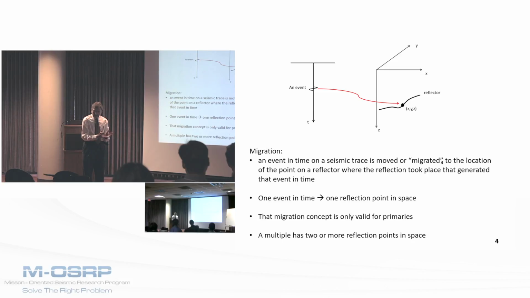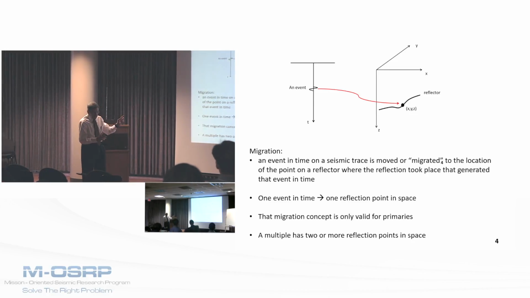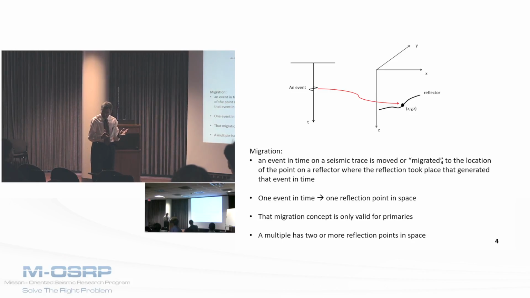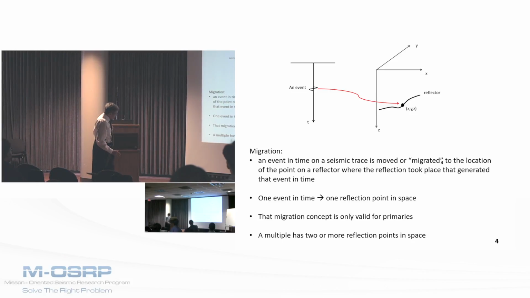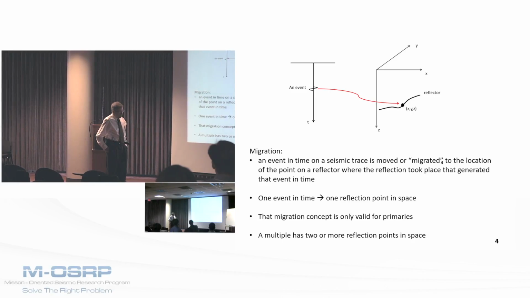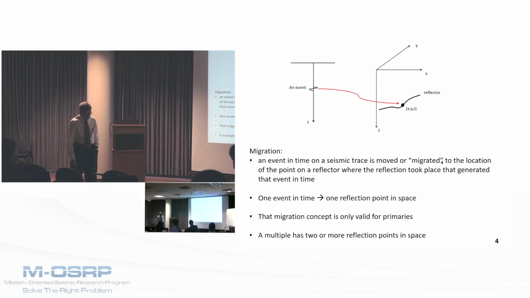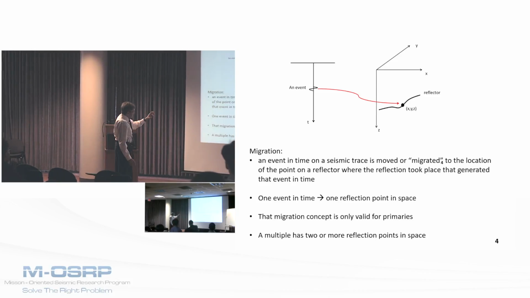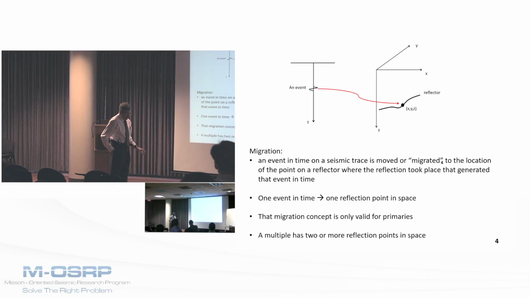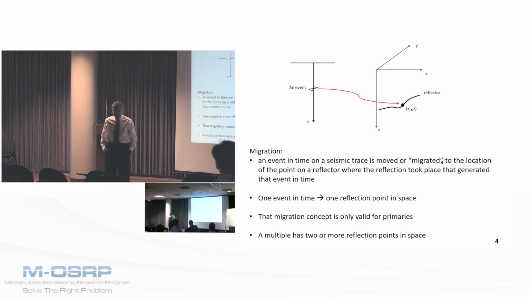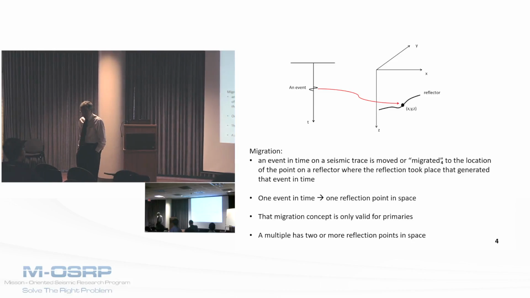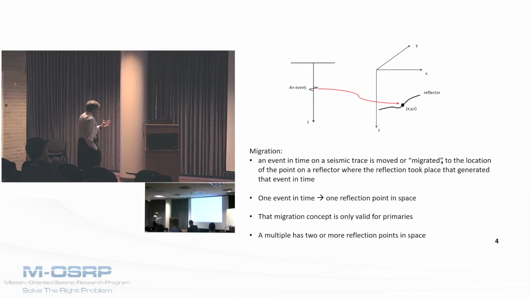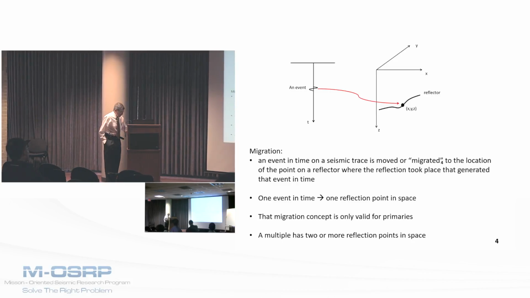A multiple doesn't have a reflection point. It has reflection points, okay? Points. So the whole thought of this is not valid for multiples. And so if you're migrating a multiple, are you migrating to every point that it's reflected? That thought makes no sense. In addition, the most sophisticated method for migration is what we call Claerbout 3. Well, let me get some language here. What's this Claerbout 1, 2, 3?